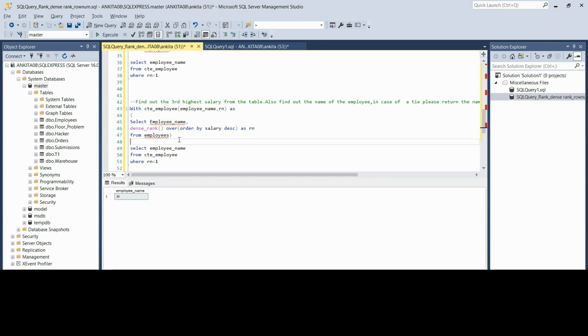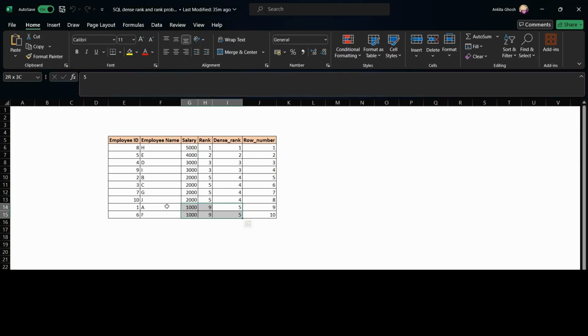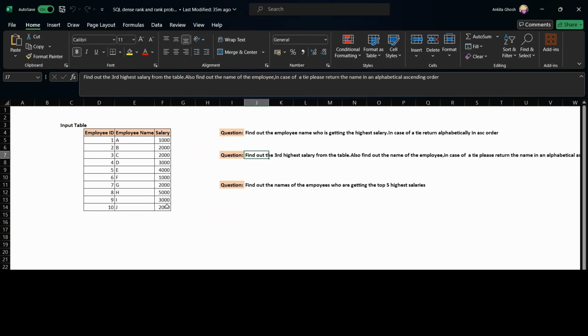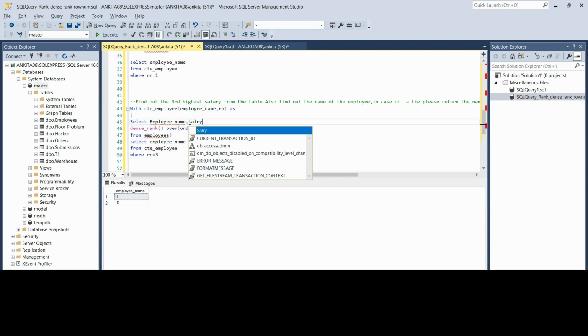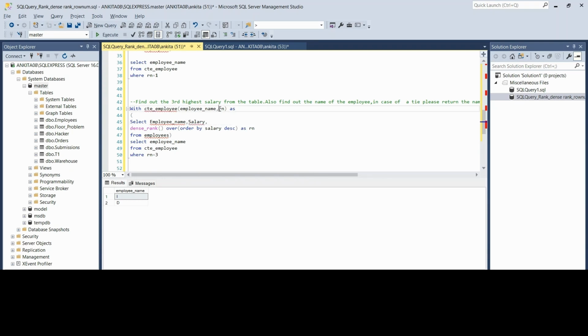All right, coming back here, let's say I give rank equals 3, right? So what will it return? It will return both the employees. And if you come back to the question here, it says find out the third highest salary from the table and find out the name of the employee. So we need both here. We need the employee name as well as the salary, right? So let's write that. And we will write the salary also here, and we will order it by employee name in ascending order. That's what is mentioned in the question. So let's run.